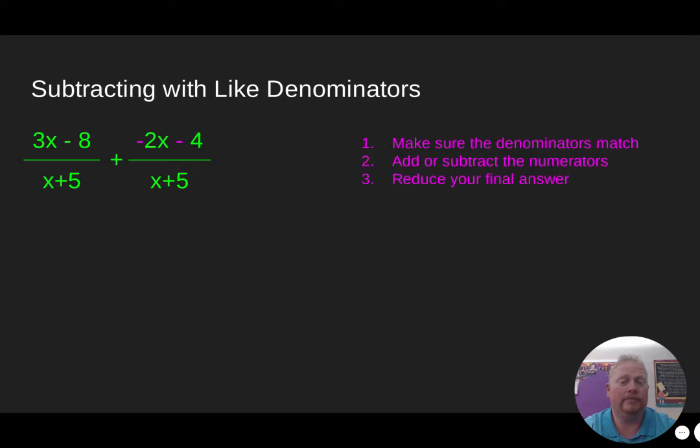So now that I've got that minus sign distributed, it's just an addition problem. So I can go ahead and combine like terms. So 3x minus 2x is just x, and negative 8 and negative 4 makes negative 12. So I've got x minus 12 over x plus 5. Let's double check if that reduces. Right now it doesn't. Nothing can factor. There we go. That's my final answer. So main point from this slide is if you have a minus in between the two fractions, just distribute that minus to everything in the second numerator.